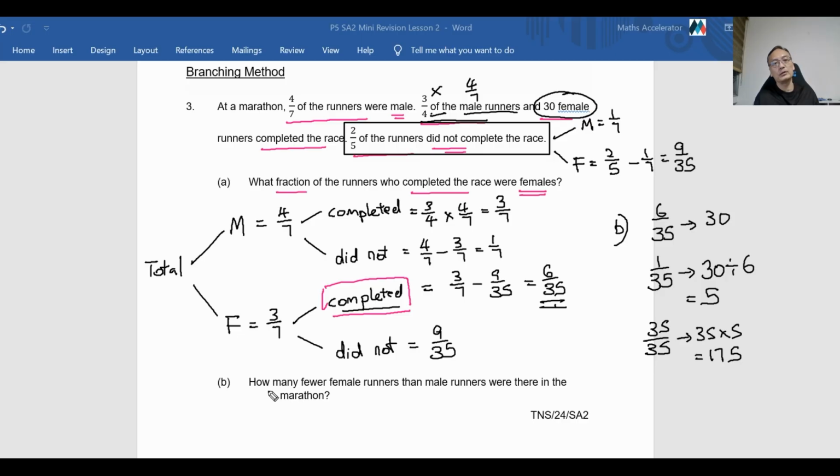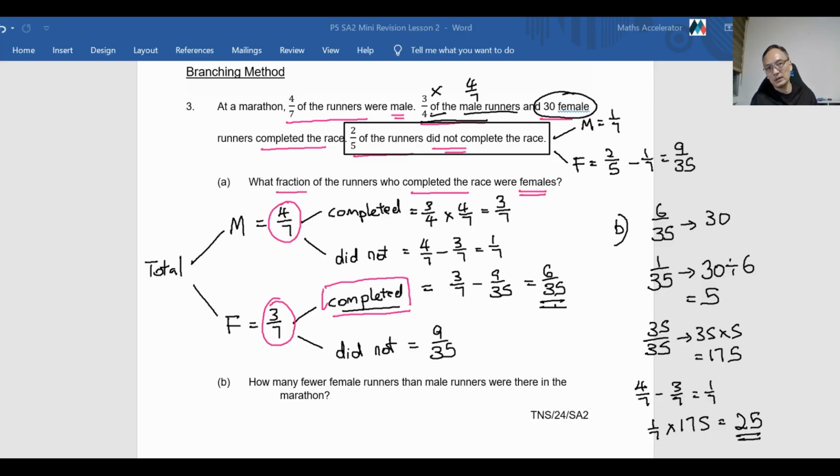Let's go back to the question. We're looking for how many fewer female runners than male runners were there. So we need to find the difference between the fraction of the male runners and the fraction of the female runners. So 4/7 minus 3/7 will give us 1/7. So we're looking at 1/7 times 175, and our answer will be 25. And that's how we use the branching method to answer this question.